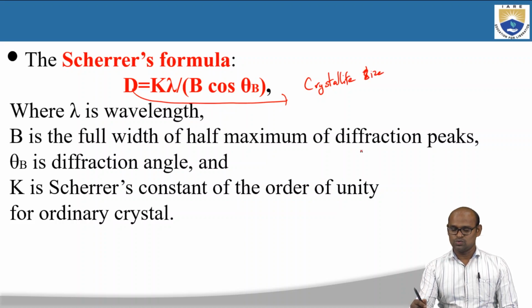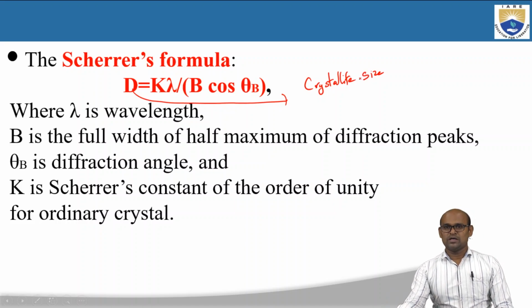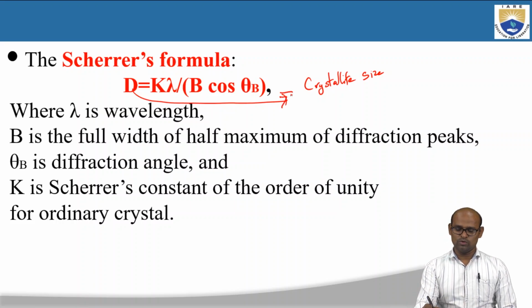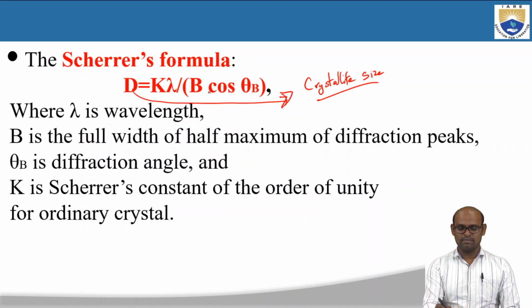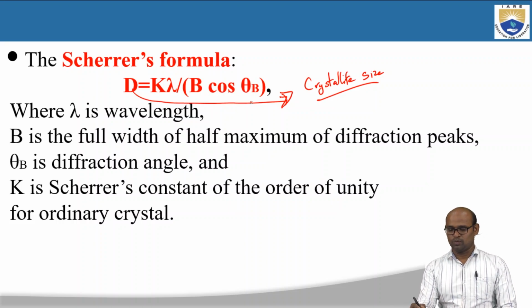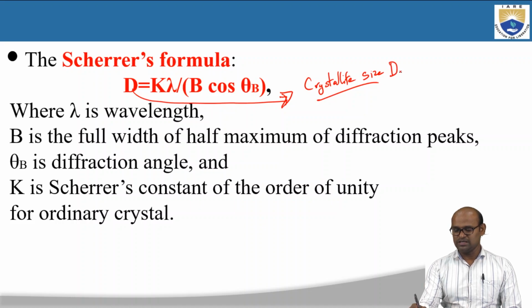Because there is no inhomogeneous strain, there is only homogeneous strain, we can look at the size of the crystallite using this formula: K lambda by B cos theta B. So this crystallite size D is equal to K into lambda divided by B into cos theta B.